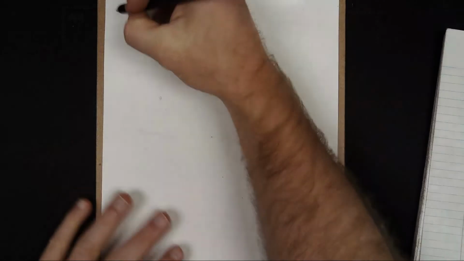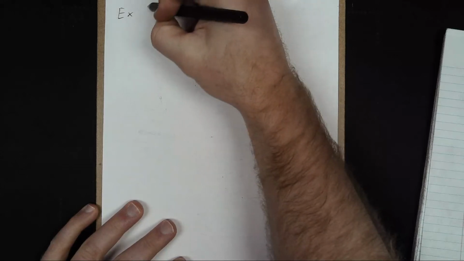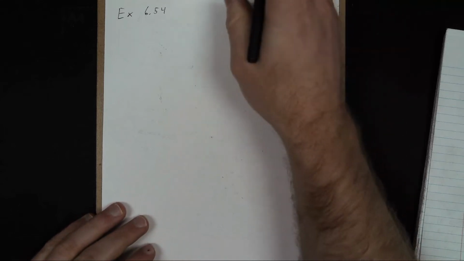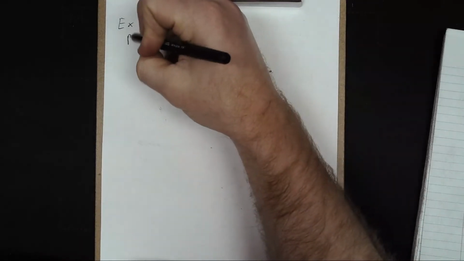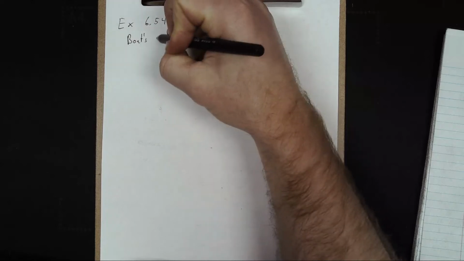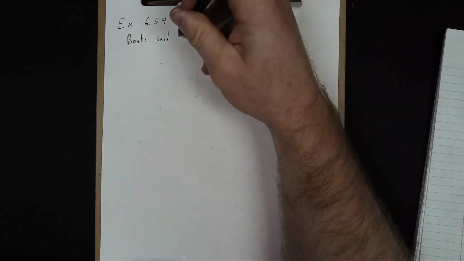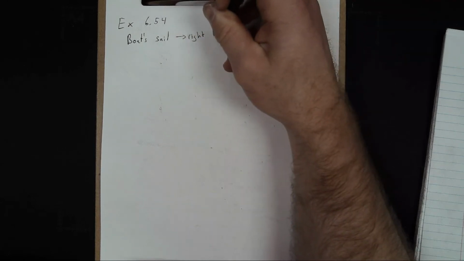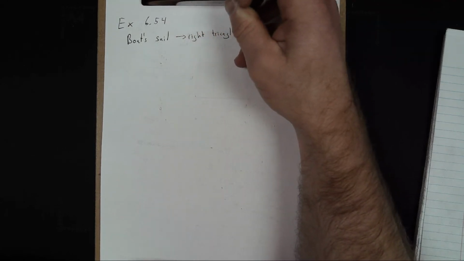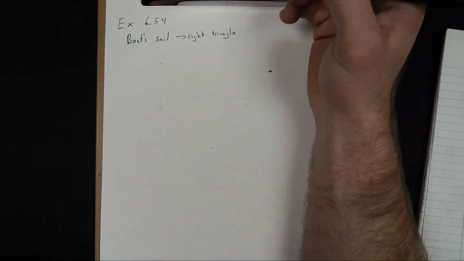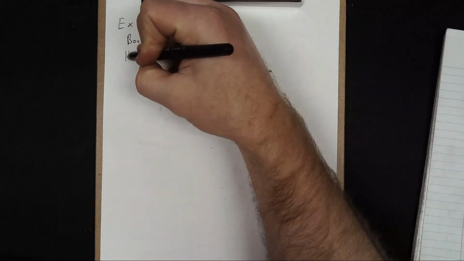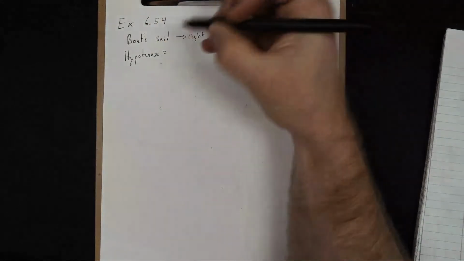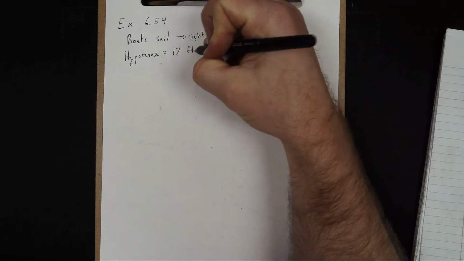Okay, now on to example 654. For example 654, we're going to the ocean. All right, we have a boat sail, and it's a right triangle. So the hypotenuse of this right triangle is 17 feet long.